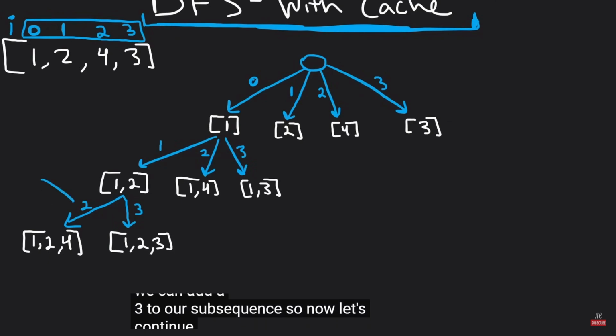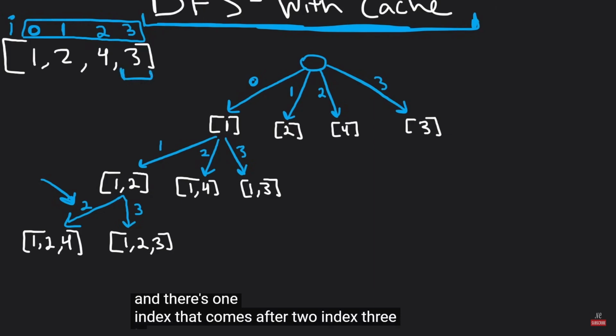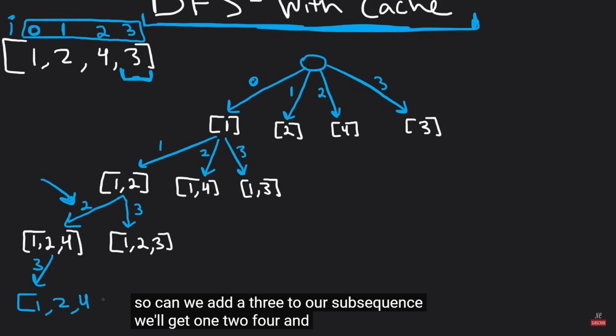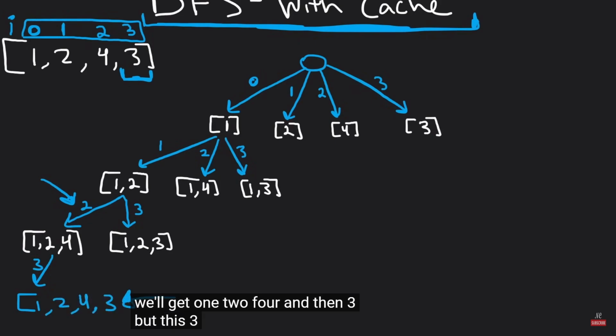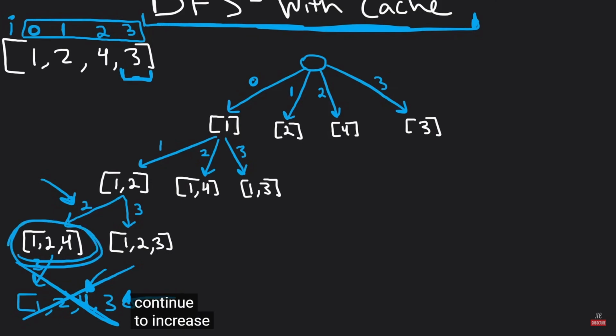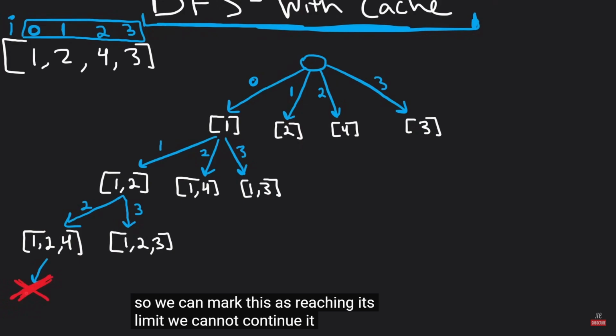So now let's continue here. We have 3 values so far in our subsequence, and there's one index that comes after, index 3. It has a value 3. So can we add a 3 to our subsequence? We'll get 1, 2, 4, and then 3, but this 3 is not greater than the last value in our subsequence, so we technically cannot make this decision, so we cannot continue to increase this subsequence anymore. So we can mark this as reaching its limit. We cannot continue it anymore.